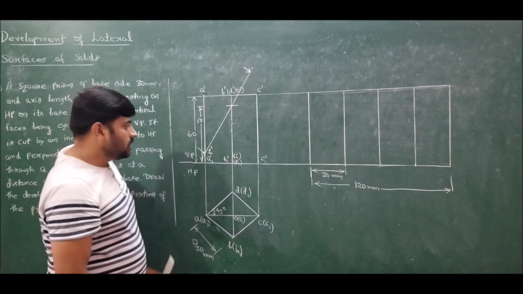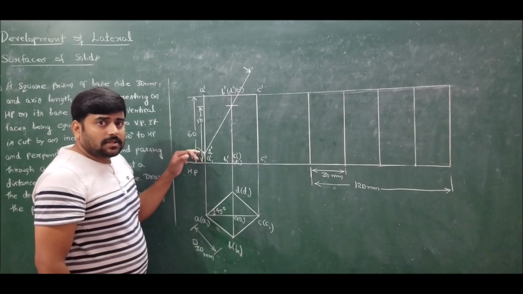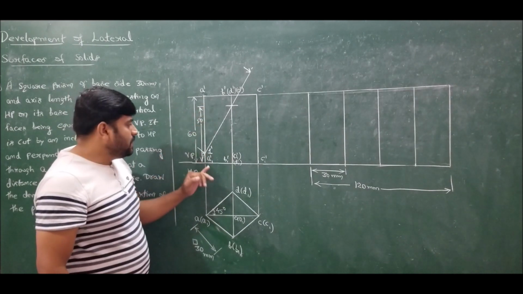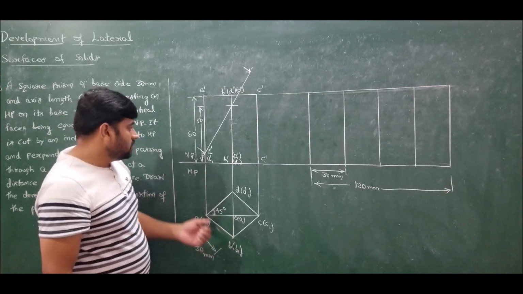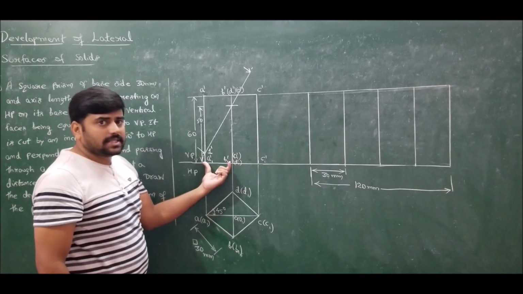Done. Now inspect whether the base edges are intersecting the cutting plane or not. What is the base edge of A? That is A to B, A1 to B1. So A to B is here, A1 to B1, that is A1 dash B1 dash, is here.